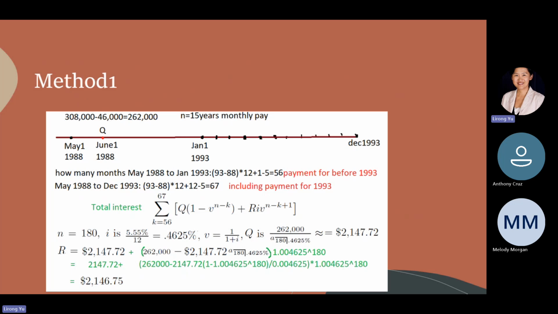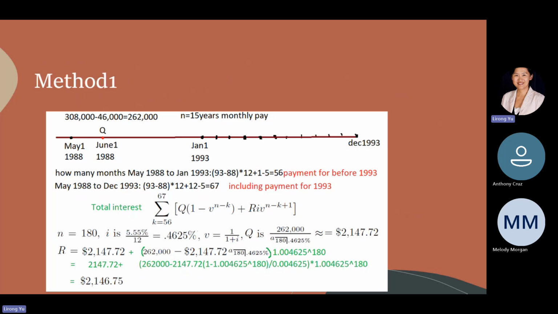So essentially, in that year, we have 12 payments. Included in every payment in that year, there's interest, right? We're calculating every interest and adding it together. We're adding 12 interests there. So in here, we got to know the Q is your monthly payment, which is the total loan balance divided by A 180. This is the 15-year monthly payment plan. So there's 180 payments. So 268,000 divided by A 180 gives us the monthly payment. So that's our Q calculation.